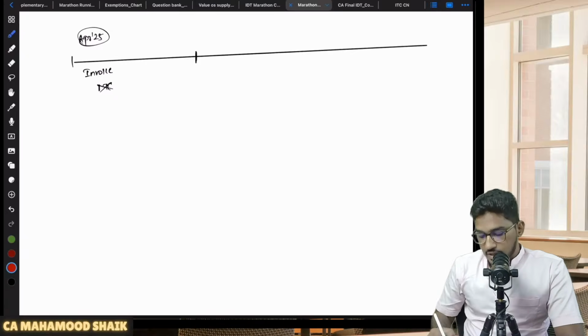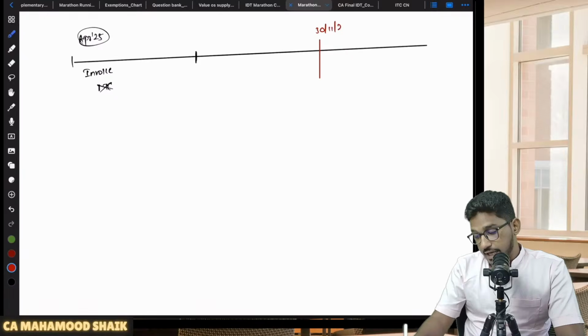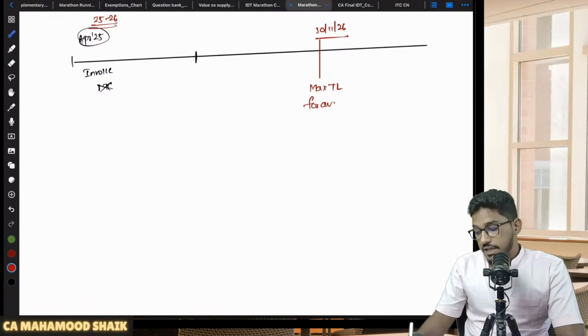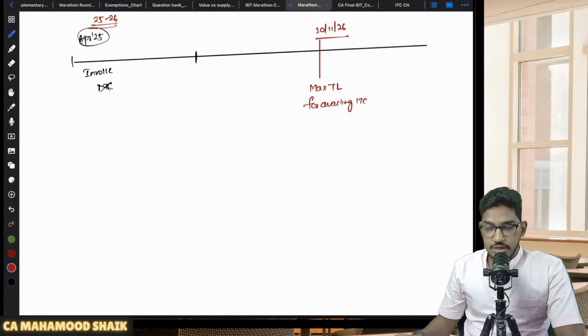So let us say 30th of November. Maximum time limit within which I can claim ITC. What is it? 30th of November following the end of the financial year, because this is forming part of financial year 25-26. So 30th of November following the end of the financial year. This is the max time limit for availing ITC. So the maximum time limit for availing ITC is 30th of November 2026. But in between, what happened is, let us say my registration was cancelled.